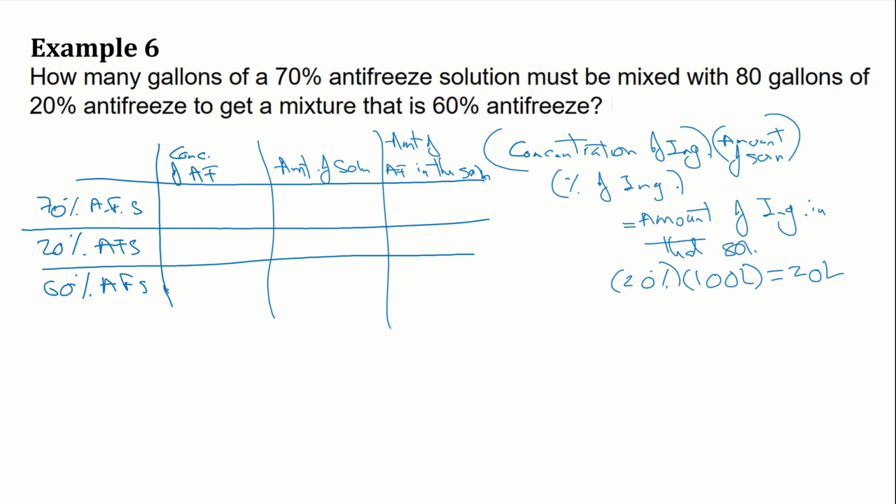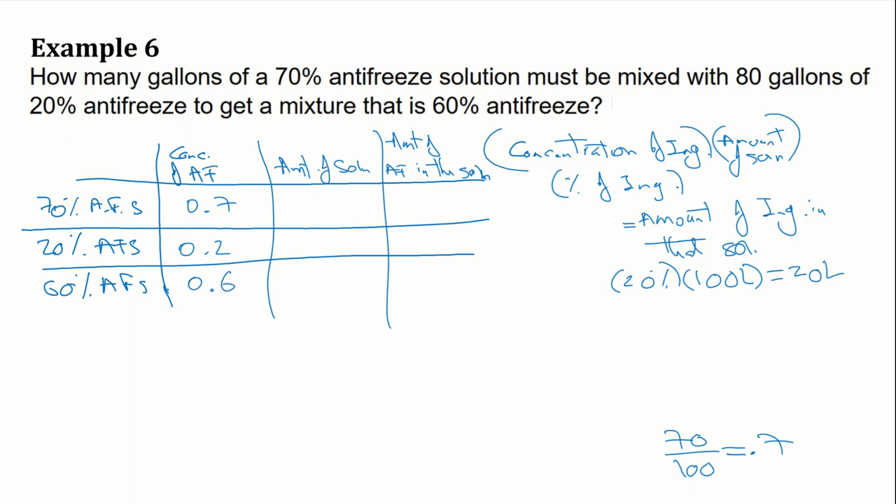All right, so now we're going to fill out as much as we can in this table. The concentration of antifreeze, of course, is just the percentage of the antifreeze in each solution. For the first one, clearly it's 70%. We're going to use the decimal equivalent of 70%. Remember, 70 over 100, that's 0.7, right? So 0.7. For the 20% antifreeze solution, it'll be 0.2. And for the 60% antifreeze solution, the concentration of antifreeze will be 0.6.